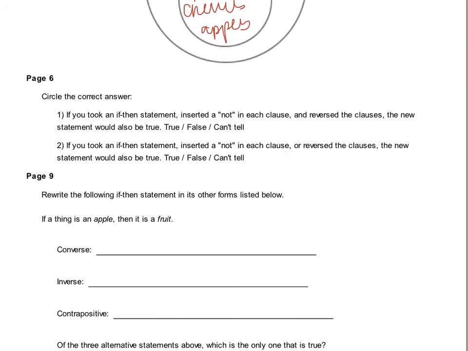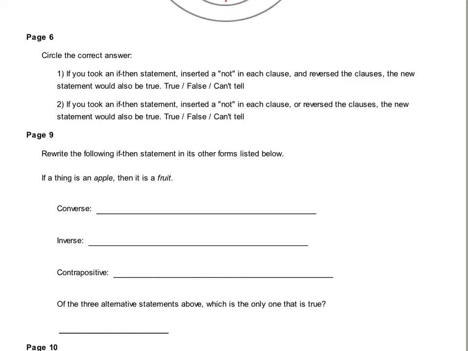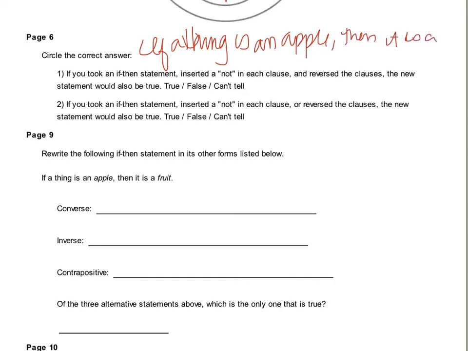So you have these two statements. You're supposed to circle the correct answer. It says, if you took an if-then statement, inserted a not in each clause, and reversed the clauses, the new statement would also be true. Well, that's kind of confusing. So let's go back to our statement we had a second ago that said, if a thing is an apple, and I'm just going to write this, it was on the previous page. If a thing is an apple, then it is a fruit.